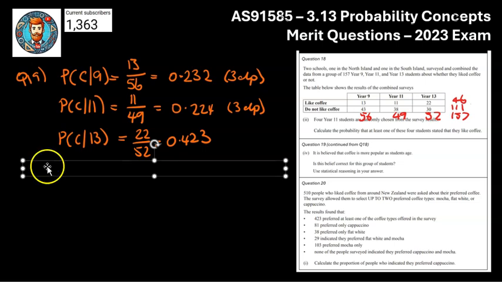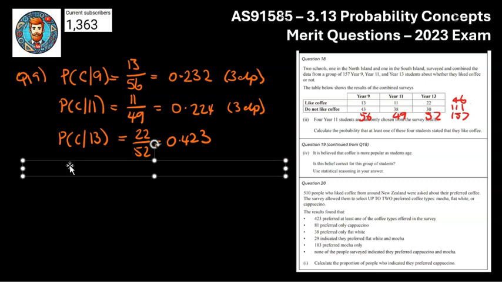So based on this, we can see the year 13 number is significantly higher than the year 9 and year 11 number. So for me, I think that backs up the claim that coffee is more popular as the students age, and that's because the year 13s have a significantly bigger proportion of students who like coffee.